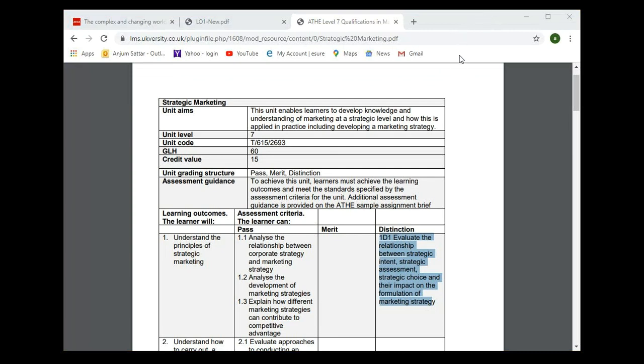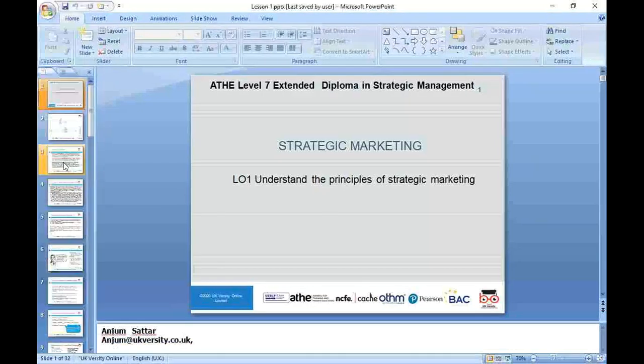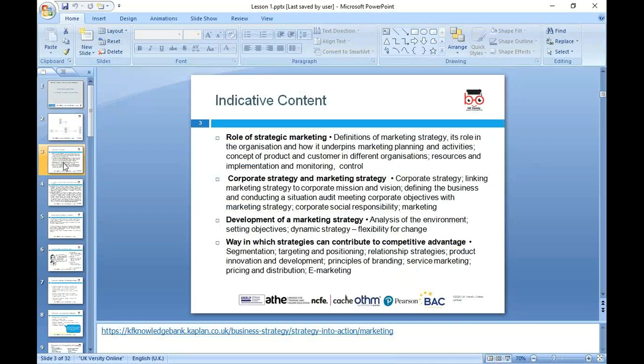Today's indicative content, what we're supposed to learn, covers the role of strategic marketing. We'll go through the definition of marketing, what sort of role marketing can play in our organization, and corporate strategies and marketing strategy. That will be the key focus: the relationship between corporate strategies and marketing, the development of marketing strategies and the ways that strategies can contribute to competitive advantage, and what is meant by competitive advantage itself. So we'll start.